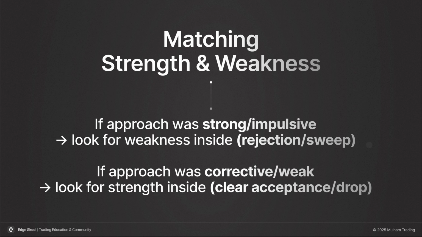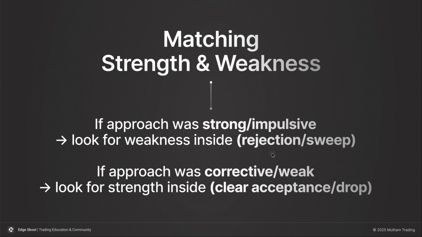Now, one rule that is really important and it's going to make a difference for you: you want to match strength and weakness. So strength with weakness, think about it this way. If the approach was strong or impulsive, what you want to see is weakness inside the level. So when we have a strong impulsive approach, you want to look for either a rejection or a sweep, and then price is going to go in that direction.